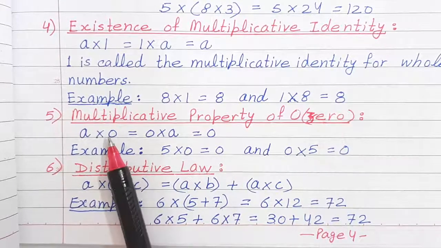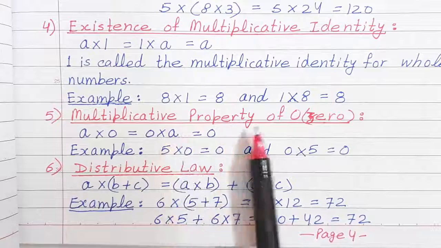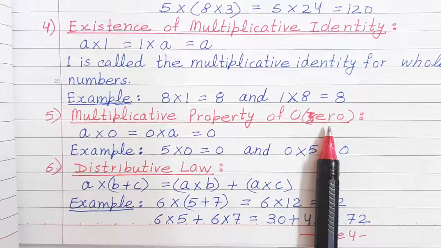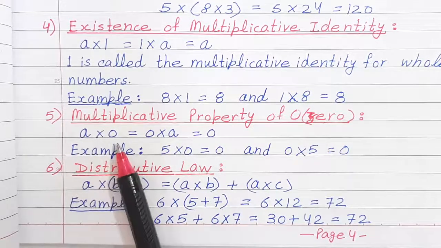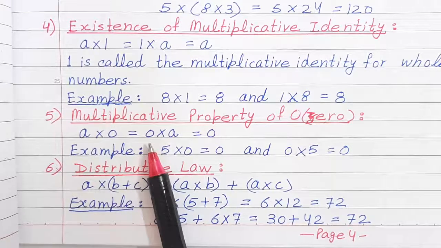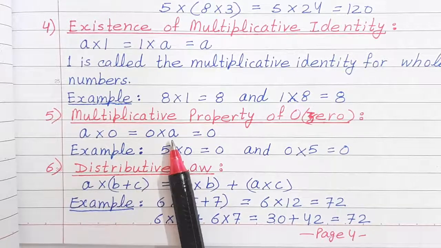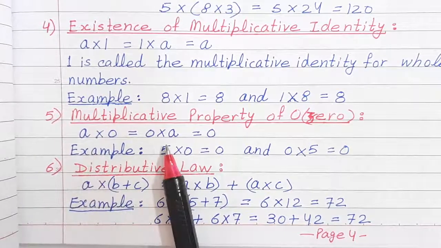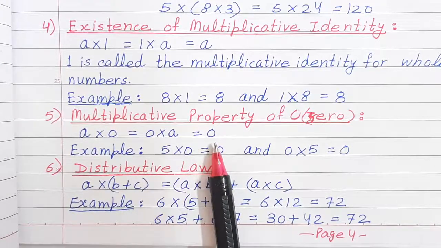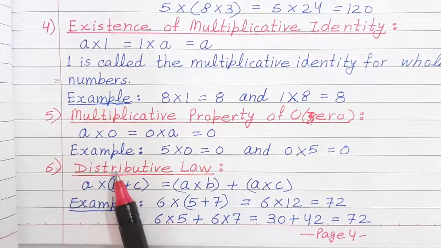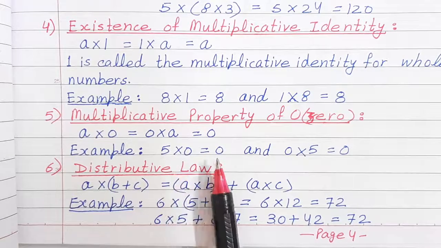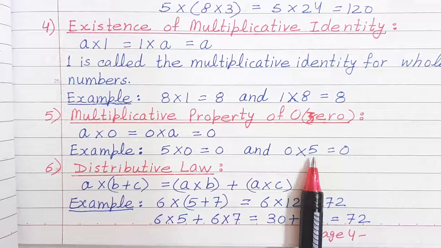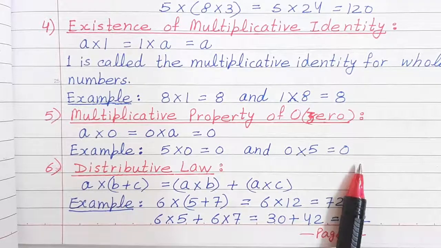Now the next is multiplicative property of 0. A multiplied by 0 is equal to 0 multiplied by A. That means if you multiply any number by 0, the answer is 0. For example, 5 zeros are 0 and 0 fives are 0. Clear?